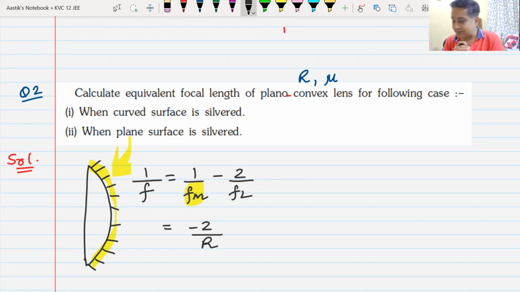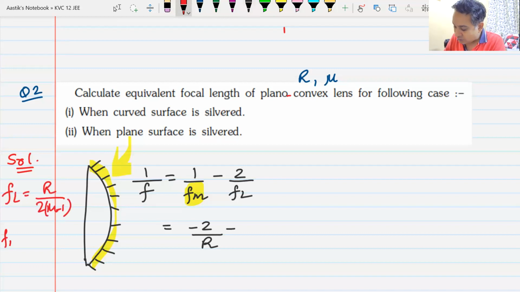Anyone understands this? Sir. What is the focal length of this lens? This is a plano convex lens. I found out the focal length of the lens. If you get confused, you can write it here. The focal length of the lens is R upon (mu minus 1) with sign convention. Focal length of the mirror is minus R by 2. You can write it on the side.